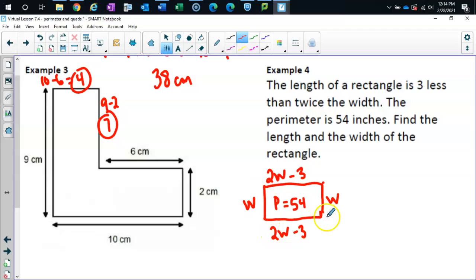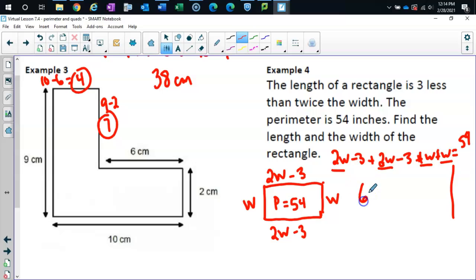Well, how do we find the perimeter? Now we got to write an equation. So our equation, we add up all the sides and they're going to equal 54. So 2W minus 3 plus 2W minus 3 plus W plus W equals 54. On this left side, let's combine like terms. 2W plus 2W plus W plus W. Remember, this is 1W and 1W. 2 plus 2 is 4, 5, 6. So 6W minus 3 minus 3. Negative 3 minus 3 is minus 6 equals 54.